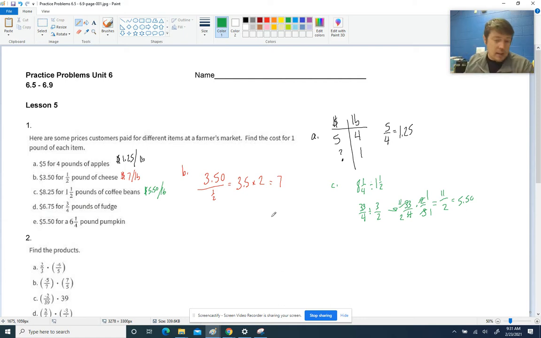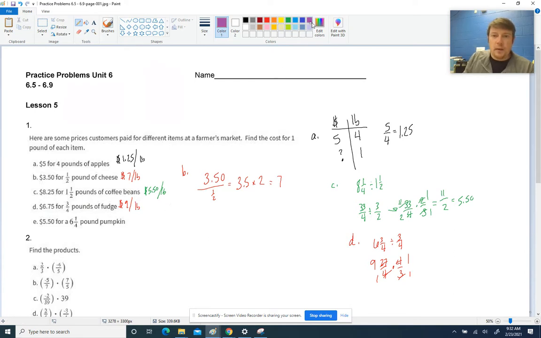And then on D, let's do that one right here. D, we've got $6.75. So I'm going to write it as 6 3/4. And we're dividing it by 3/4. So we're thinking, how many times can 3/4 go into 6 3/4? So the way that I'm going to think about this one is 27 quarters multiplied by its reciprocal, 4/3. 4's go away. 3's are nice factors of 3. And we get 9. So that one is $9 per pound. Not the most expensive for the fudge so far.